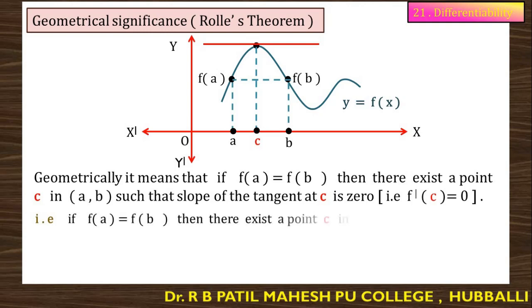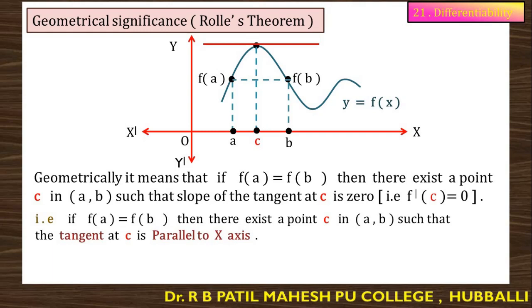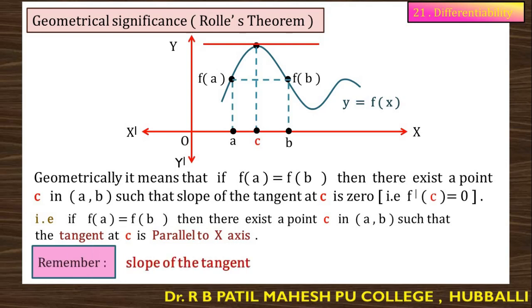That is, if f of a equals f of b, then there exists a point c in open interval a comma b such that the tangent at c is parallel to the x-axis. Getting a tangent slope of 0 is nothing but being parallel to the x-axis. And from this, you have to remember that the slope of the tangent means f dash of x, that is dy by dx. This is in general the slope of the tangent at any point. This is the derivative at any point, dy by dx.